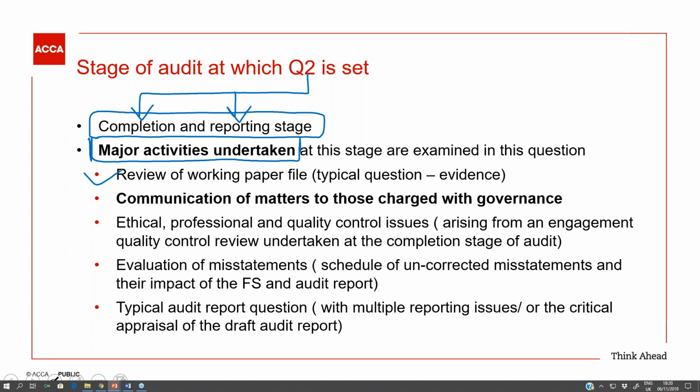This is a very typical question in the AAA exams, and all of you must have seen it in the past papers. It asks you, being a manager reviewing the working paper file, what evidence you expect to find in the working paper file? Now, I have covered this question in my previous webinars multiple times, and I'll be giving you the links to the previous webinars where you can go and solve this question.